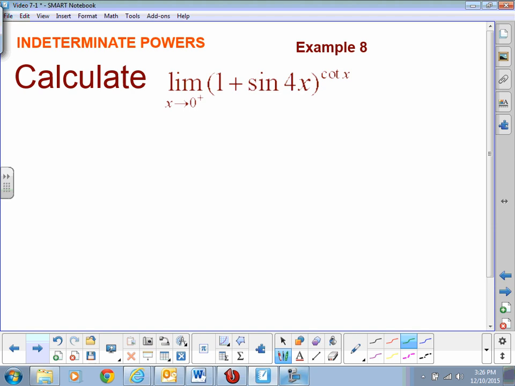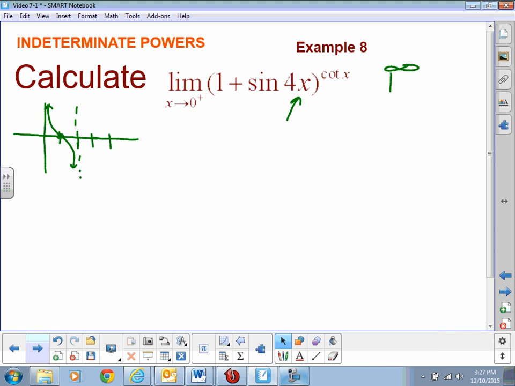So we're going to look at this limit going towards 0 from the right. If we sub in 0 here, that'll give us sine of 0. 0 plus 1 is just 1. So we've got a 1 raised to something. Cotangent's graph, cotangent is cos over sine. Cos is 0 here. Cos is getting towards 1 this way. So cotangent will look kind of like that. So as we approach 0 from the right, cotangent's going towards positive infinity. So we have a 1 to the infinity case.